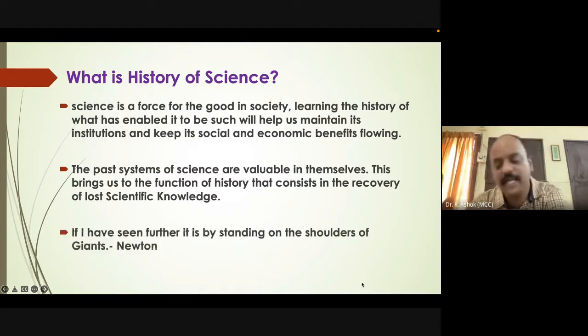And Newton has quoted like this: "If I have seen further, it is by standing on the shoulders of giants." So this says the importance of history. Newton's quote clearly spells out the importance of history in the development of science.